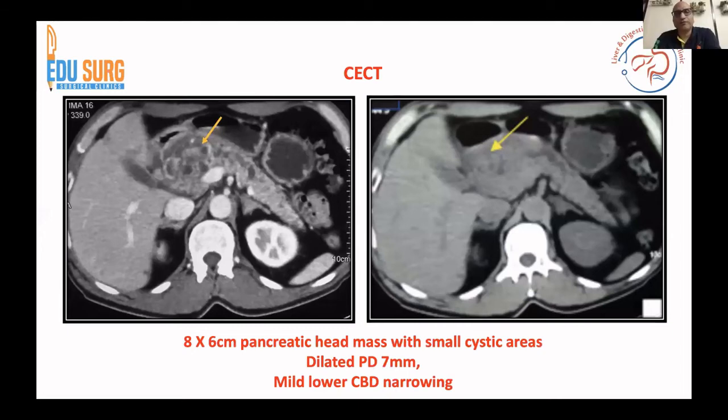There you are. We have a CT for you of the same patient who has a large 8 by 6 centimeters pancreatic head mass with small cystic areas, right. Dilated, very dilated duct around 7 millimeters, and marginal lower CBD narrowing. As you can see in the plain scan, there is no obvious calcification anywhere, not even specks of calcification. Right. Amar, I'm sorry. Please go ahead.